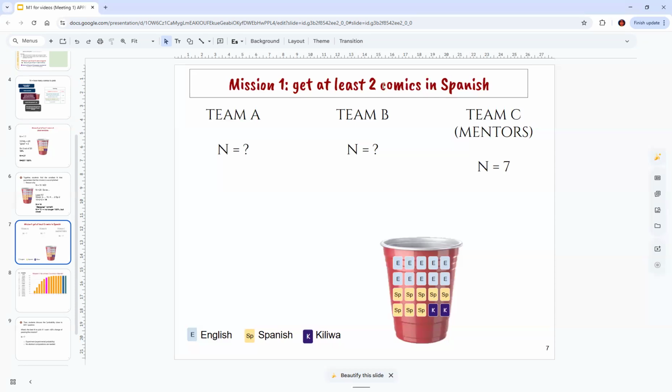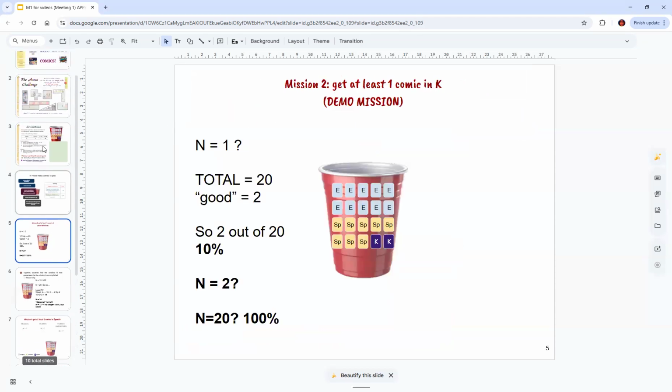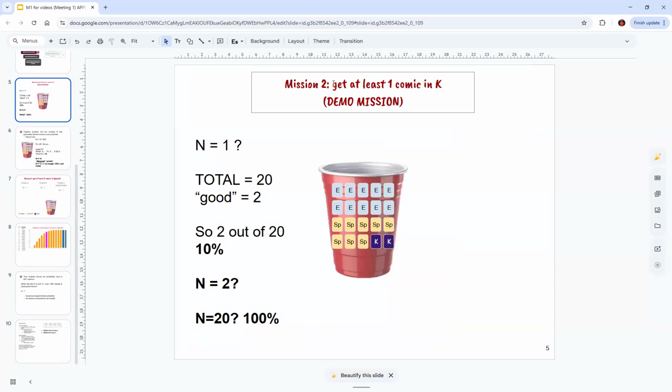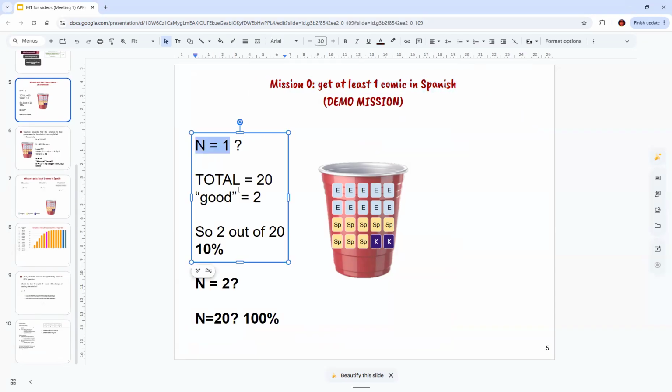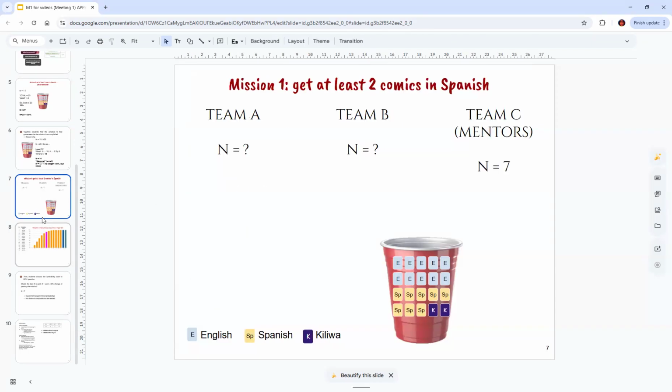So remember that this mission is getting at least two comics in Spanish. We started with another mission that was maybe simpler before, mission zero, which was getting at least one comic in Spanish. I really recommend you do this mission zero and calculate the probabilities, at least for n equals one, to see what's going on. Then you build on.